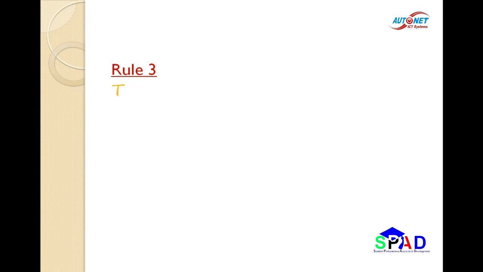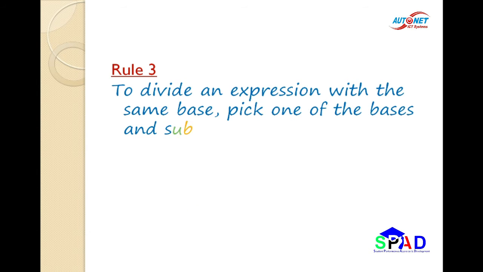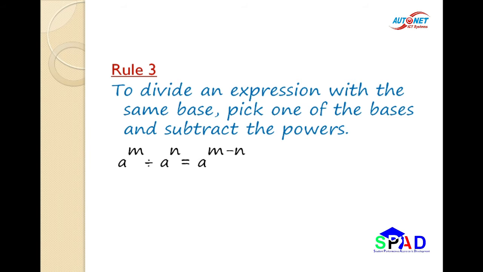The next rule: to divide an expression with the same base, pick one of the bases and subtract the powers. We have seen for multiplication, we add the powers, but for division, we do the exact opposite. In this case, we shall subtract. So a to the power m divided by a to the power n must be equal to a to the power m minus n. For example, when you say 5 to the power 6 divided by 5 to the power 4, that's simply the same as 5 to the power 6 minus 4, and that is 5 squared.